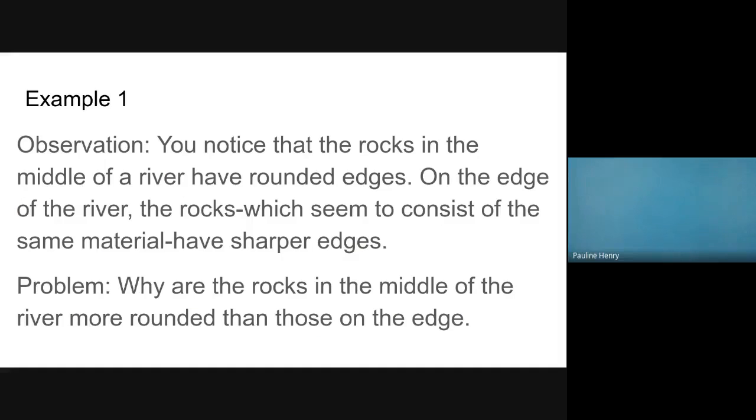Here's an example of writing a good problem. Observation. Say you notice that the rocks in the middle of the river have rounded edges, and on the edge of the river, the rocks, which seem to consist of the same material, have sharper edges. What kind of problem could you write? Well, it needs to be a question. Why are the rocks in the middle of the river more rounded than those on the edge? Notice that this is not a yes or no question. It gives you purpose for an experiment.